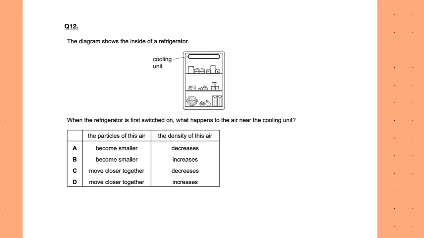Question 12. The diagram shows the inside of a refrigerator. When the refrigerator is first switched on, what happens to the air near the cooling unit? So the particles do not become smaller. That's not what contraction means. The particles move closer together, and as they move closer together, we know that for the same mass the volume is decreasing, which would cause density to increase, which is option D.